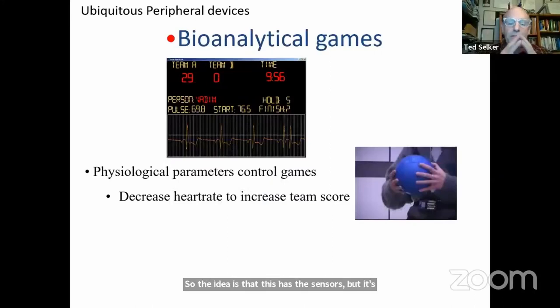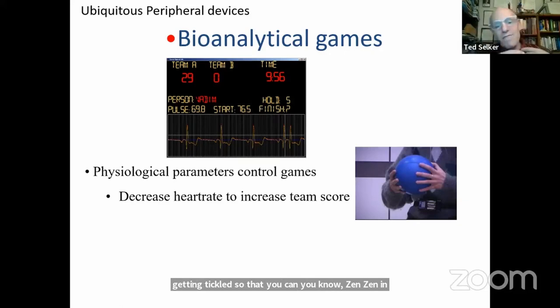Another example of something that one of my students did is he made a game where when you catch the ball, it measures your heart rate. And to the extent that your heart rate is going down, your team gets more points. So it's kind of a counterintuitive thing. You probably want to run around the field before you get the ball, and then have your team members keep you from getting tickled so that you can zen in and lose heart rate as you go.